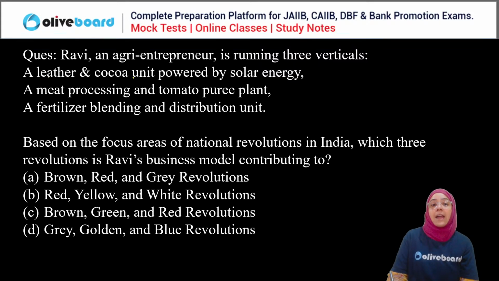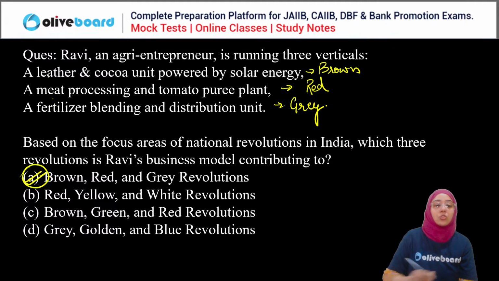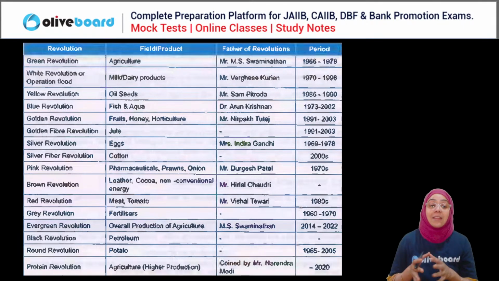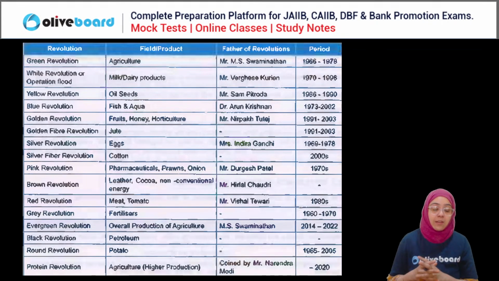The leather and cocoa unit, you know that it is a brown revolution. Meat processing and tomato puree plant, red revolution. Fertilizer blending, this is a gray revolution. So the correct answer for this question is A. This is all the revolutions I have given you. Again, please revise it. Very important for you all. Expect at least one question from here.